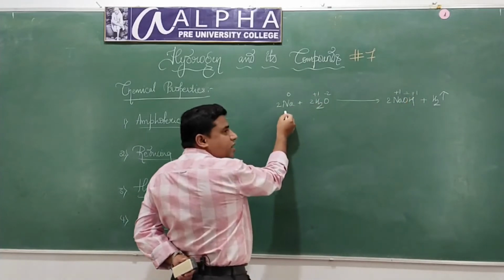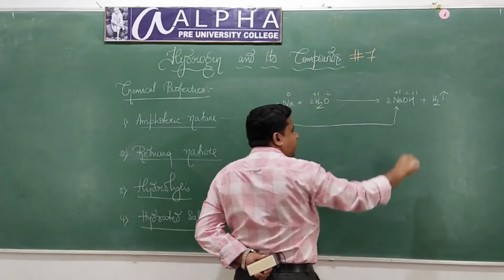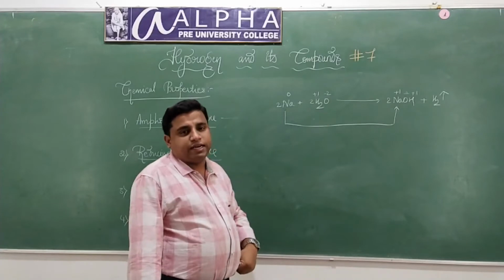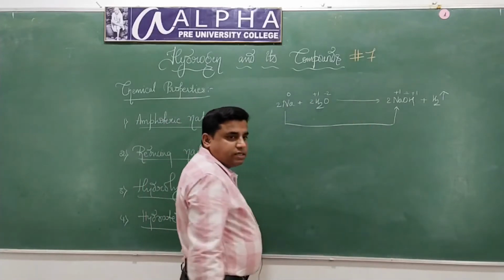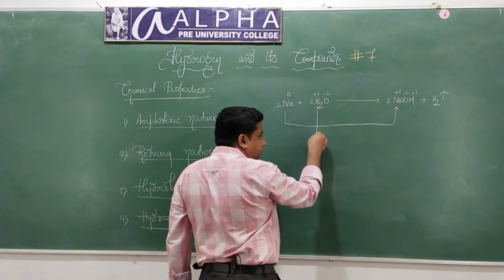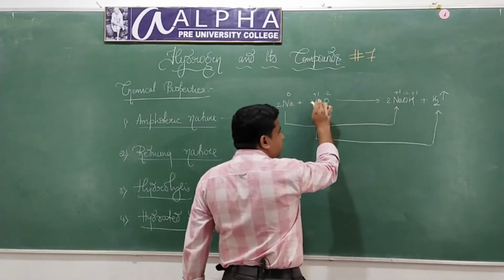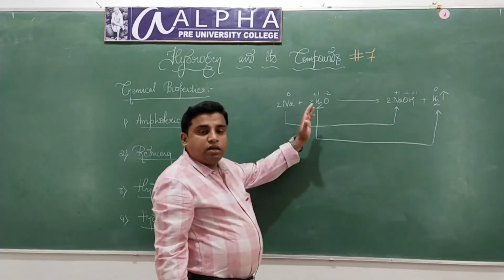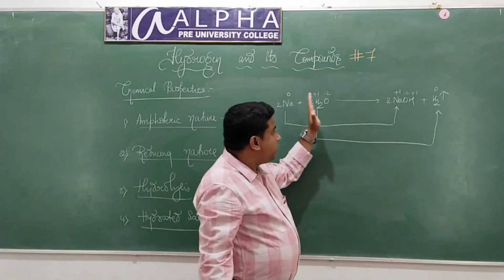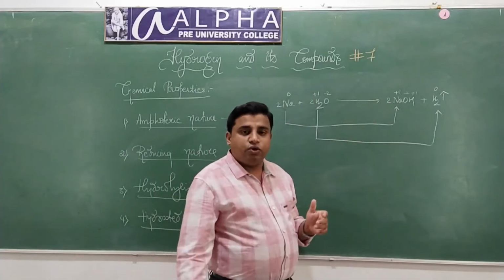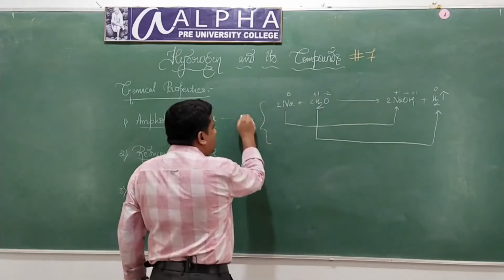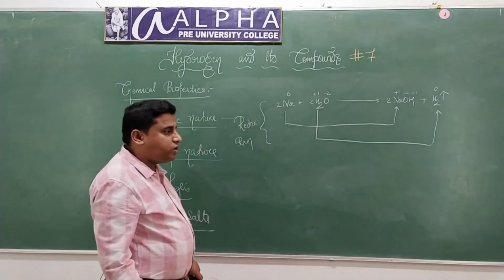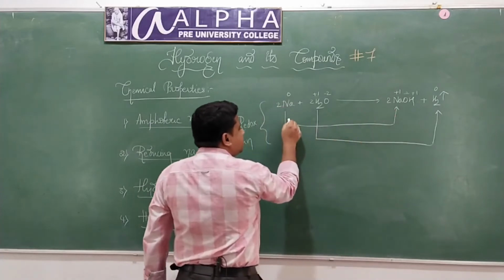Now look here, sodium is going from 0 to +1 state. So that means sodium is getting oxidized. And look here, hydrogen is going from +1 state to 0 state. That means hydrogen is undergoing reduction. So sodium is getting oxidized, and hydrogen of water is getting reduced. Don't you think this is the best example for a redox reaction? So sodium goes from 0 to +1, it is oxidation.